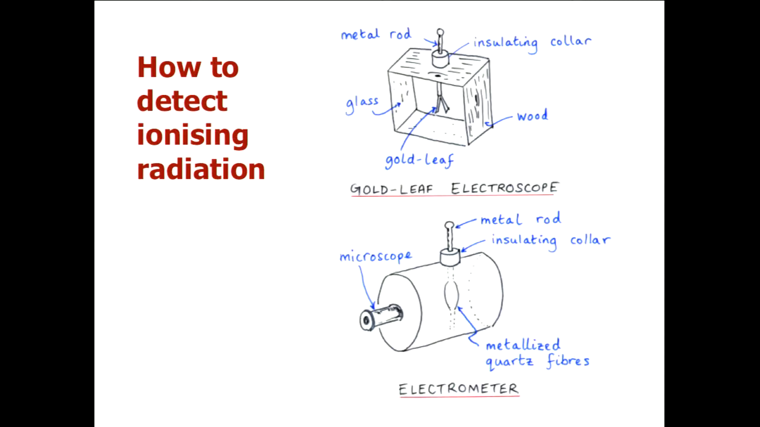And so the gold leaf electroscope discharges. The high-tech version that people had at the beginning of the 20th century was this thing, which is essentially the same thing. Rather than gold leaf, you have some quartz fibres which are metallized. They have metal particles on the outside. And you have a microscope, and you can look through the eyepiece and you see the same thing. With your electrometer, or your gold leaf electroscope, you can take it places.